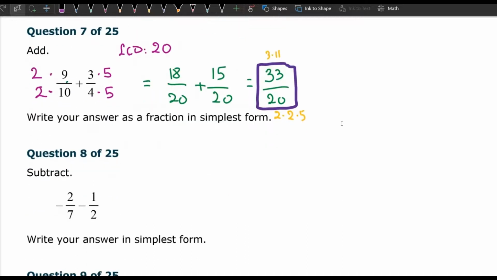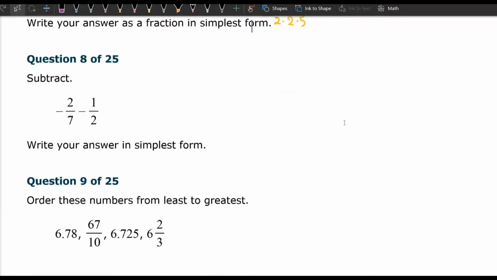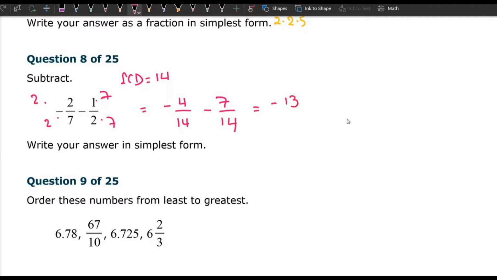All right, we're heading to problem 8. To subtract fractions with different denominators is the same idea. We need the least common denominator, which is 14. So you multiply this one by 2 and this one by 7. We will have negative 4 over 14 minus 7 over 14. Same sign, we add, that will be negative 11 over 14. Alright, and that's it. We cannot reduce this one because 11 is a prime number.